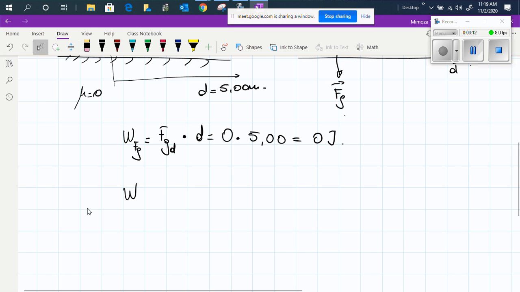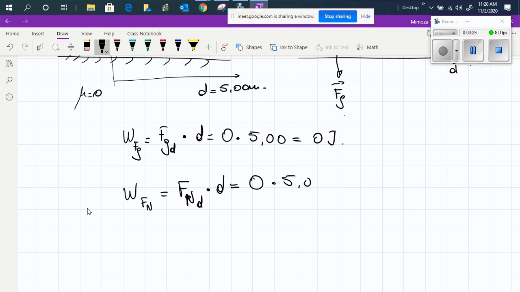And then when we look at the work done by the normal force, we take the component of the normal force along the displacement times the displacement. So 0 times 5 meters is equal to 0 joules. So the normal force doesn't do any work in this situation.